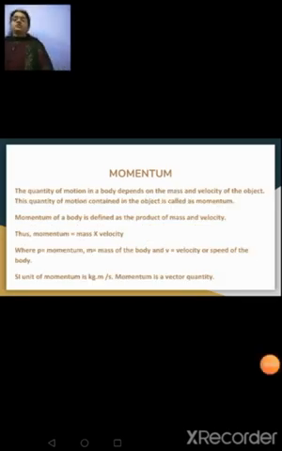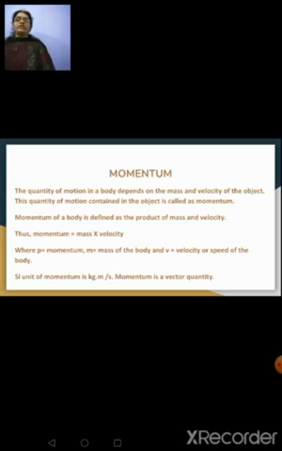Now, we can define momentum as the quantity of motion contained in the object, and this quantity of motion in a body depends on the mass and velocity of the object. So you can define momentum as a product of mass and velocity. The letter that we use to represent momentum is P. So we can write P is equal to mv, because P stands for momentum and momentum is a product of mass and velocity. Mass is represented with the letter m and velocity is represented by the letter v.